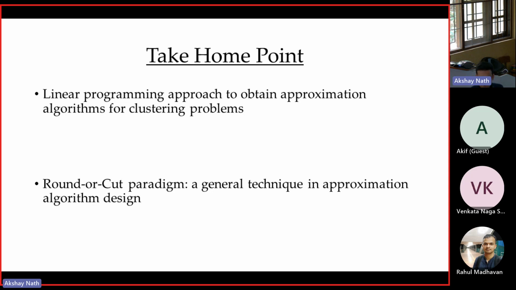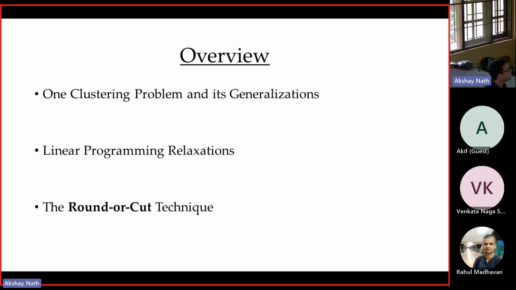Since it's going to be a technical talk, it's good to start off with the last slide. These are the take-home points: for clustering problems, sometimes using tools from mathematical optimization, linear programming gives you better algorithms, or in particular approximation algorithms. The second thing I want you to take away is that there's an idea called the round-or-cut paradigm, which has been useful in various problems, various clustering problems as well, but it's still not made it into textbooks. That's something I want to emphasize, and it will be half of the talk.